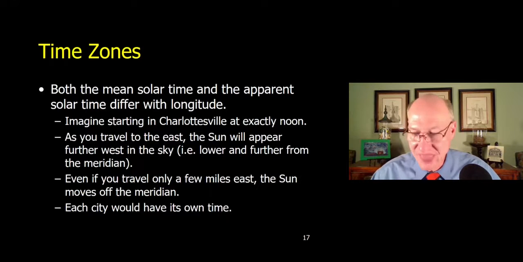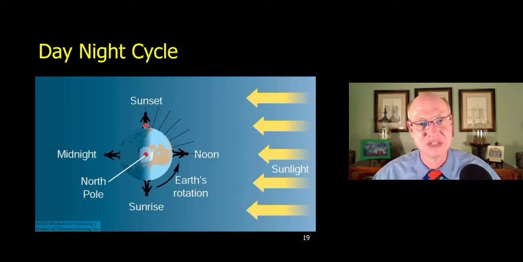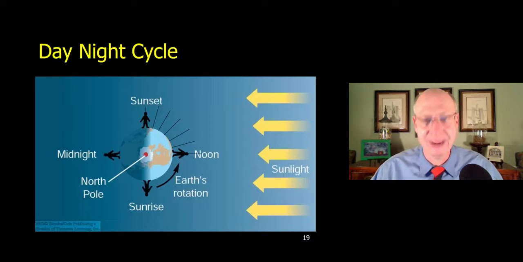So that means that according to mean solar time and apparent solar time, every different longitude on Earth has a different time. Let me show you this. So let me put some lines up here. Here's this person at noon. This person is experiencing 1 p.m. At this longitude, it's 2 p.m. At this longitude, it's 3 p.m. At this longitude, it's 4 p.m. At this longitude, it's 5 p.m. And at this longitude, it's 6 p.m. So every longitude on Earth has a different time.